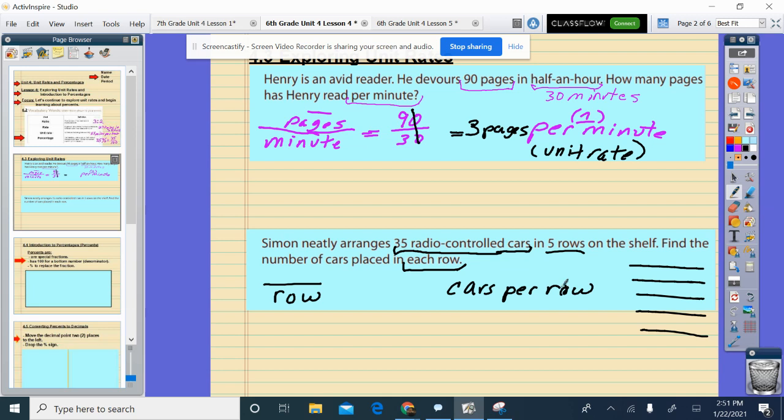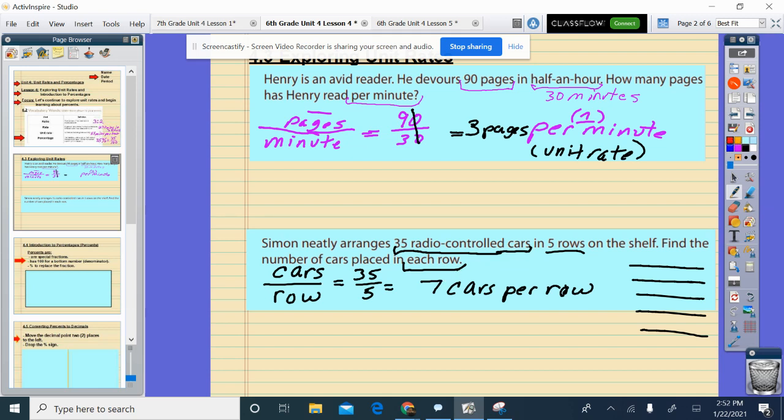That's what we're looking for to find out. So we have 35, and so that must mean that cars is the numerator, the number of cars per one row. So here we just replace the numbers again. 35 cars, 5 rows. 35 divided by 5 would be, of course, 7 cars per row.